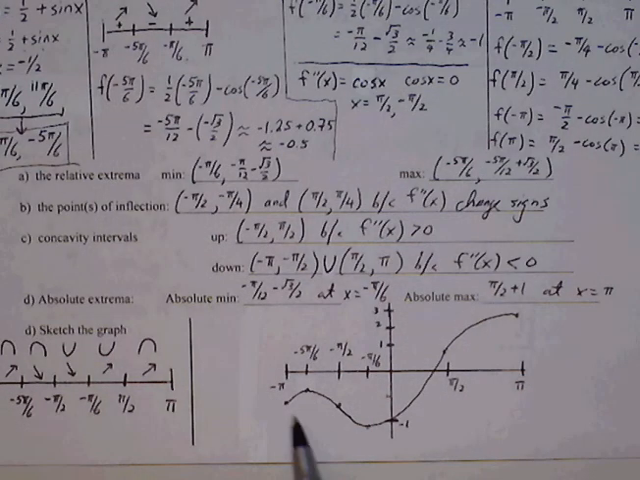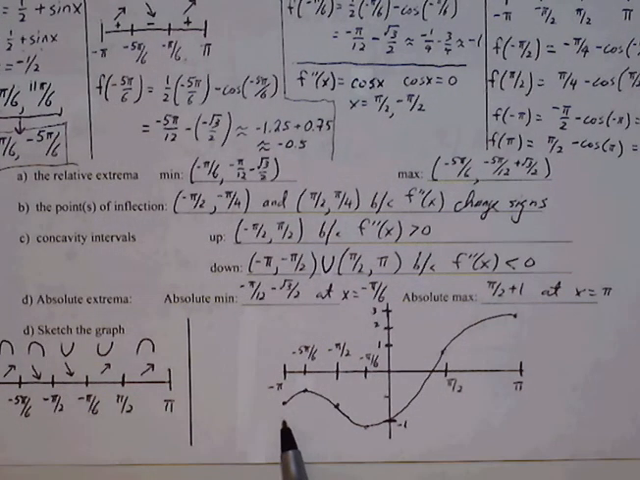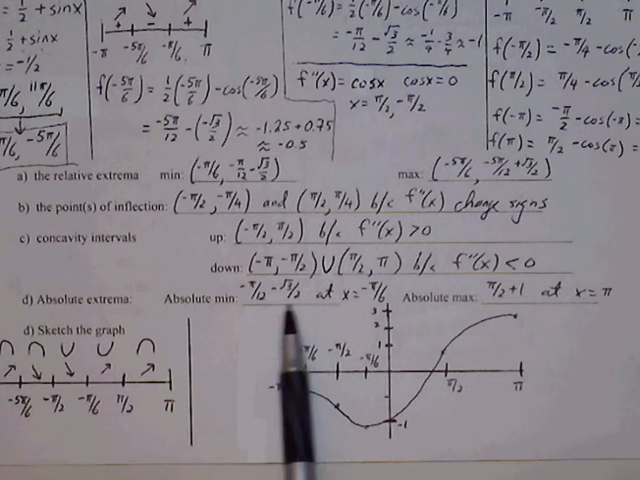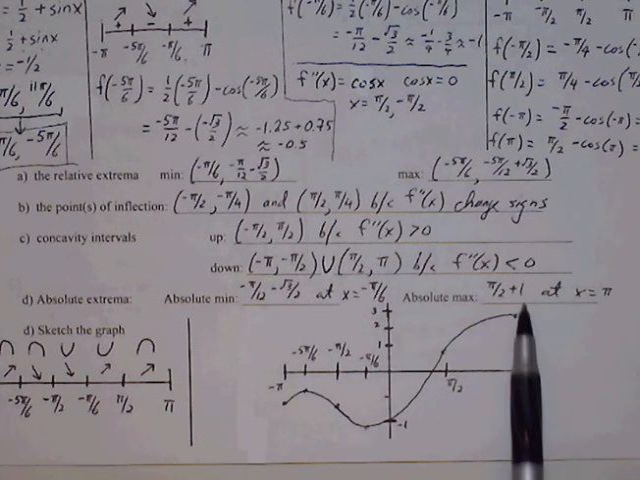Based off of this graph, we can tell that there's going to be an absolute minimum at negative pi over 6. So absolute minimum, this is the exact y value. And absolute maximum, the exact y value is pi over 2 plus 1 at this endpoint.